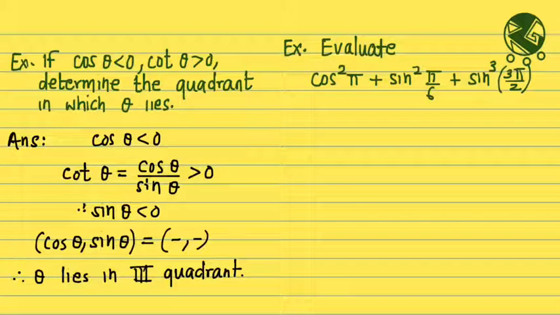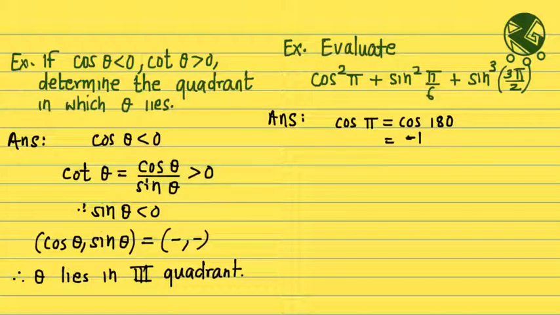Let's solve one more example. Evaluate cos squared pi plus sine squared pi by 6 plus sine cubed of 3 pi upon 2. Okay, so you have to remember what is the value of cos pi. We know cos pi, meaning cos of 180 degrees, is minus 1. Do you remember this from the diagram of the unit circle? Try to do that. That is going to be useful.